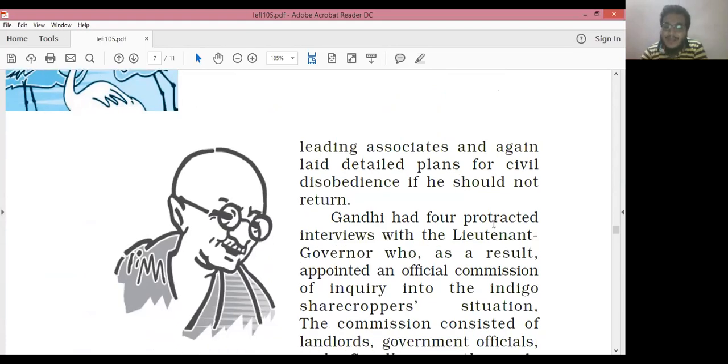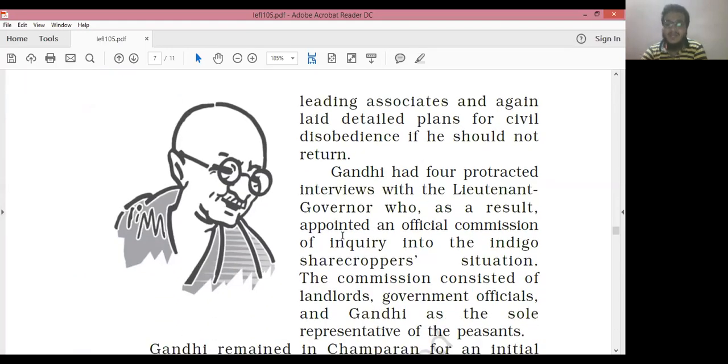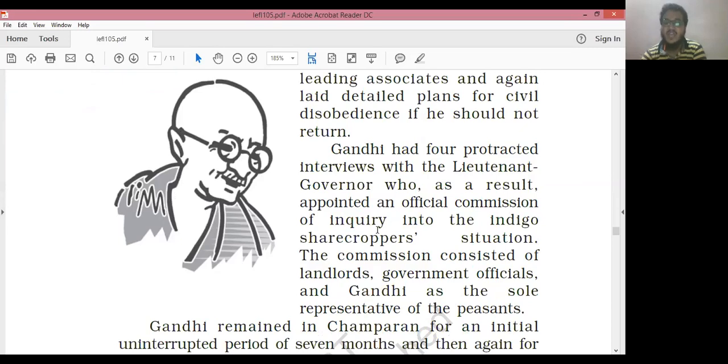Gandhi had four protracted interviews with the Lieutenant Governor, who as a result appointed an official commission of inquiry into the Indigo sharecroppers situation. Means as per the four protracted interviews, four times they met. First interview they sat together, again there was a gap, they again sat together, third time, fourth time. And after that the result was that the commission was set up for the Indigo sharecroppers situation.